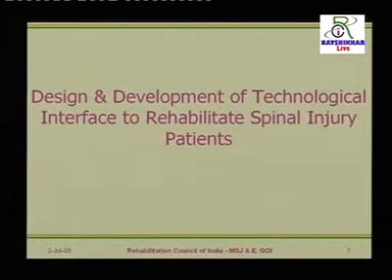So as I said in the beginning, at the request of a neurosurgeon, as a team we started working on it. Then we gave a project proposal to the Ministry of Social Justice and Empowerment for rehabilitating severely spine damaged people, because I started work for spinal cord injury persons. We gave a proposal for the design and development of a technological interface to rehabilitate spinal injury patients. I have taken spinal injury patients because they are the severely disabled.